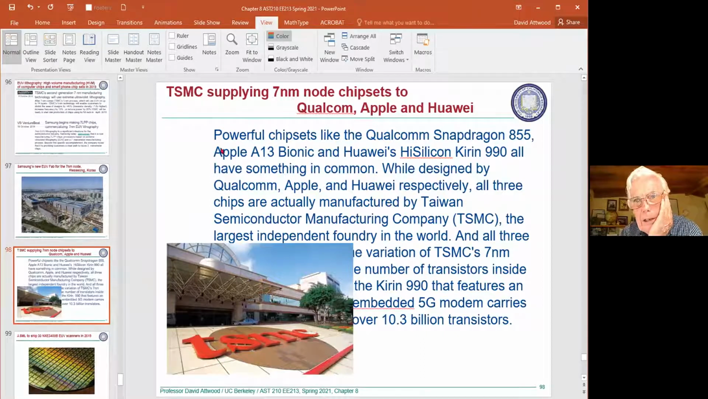And they, by the way, are the ones who supply the chips for chipsets. That's what they call them for the phones and the iPads. And I think Apple is supposed to announce later in April its new iPads. And for sure, their new iPads are going to be using EUV lithography.